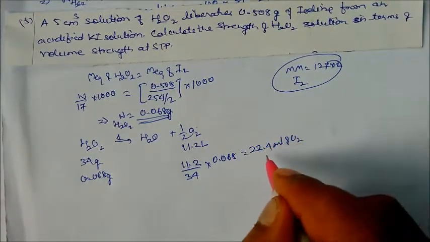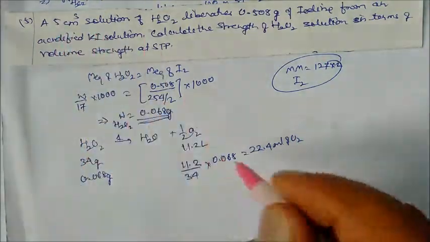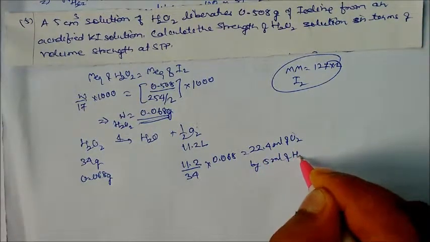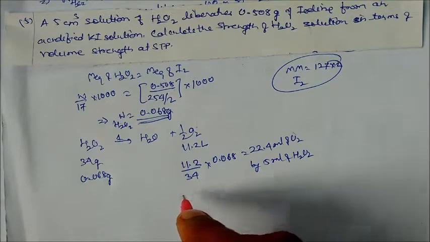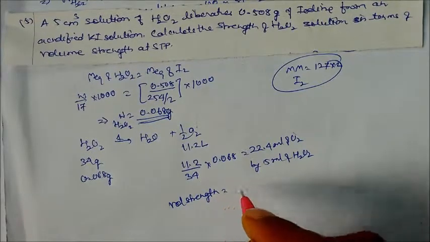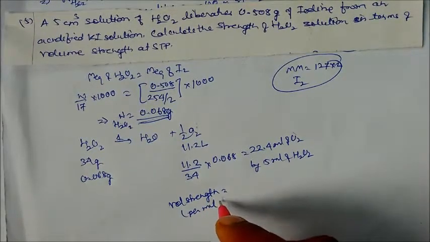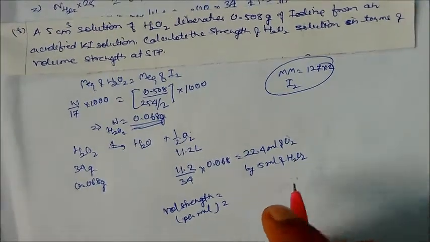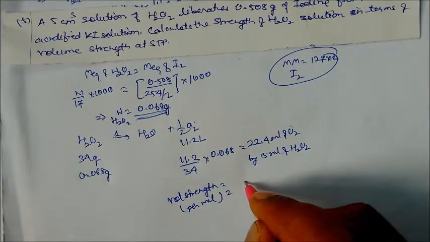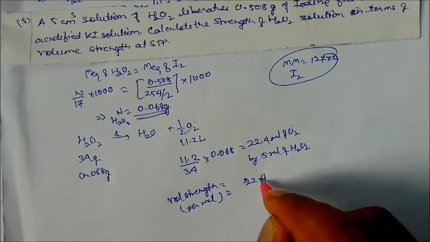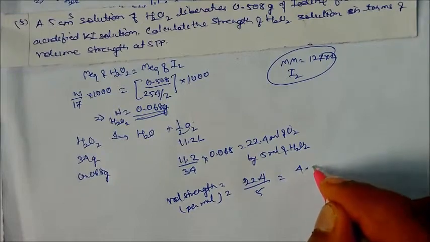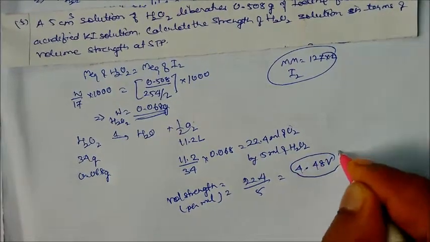So this is given by how much? So it is given by 5 ml. So this much oxygen is given by 5 ml of H2O2 solution. So for volume strength we measure per ml. So volume strength will be how much? So for per ml, for 5 ml, per ml will be how much? So this will be your 22.4 divided by 5. So this becomes here 4.48 volume. So this is the volume strength at STP.